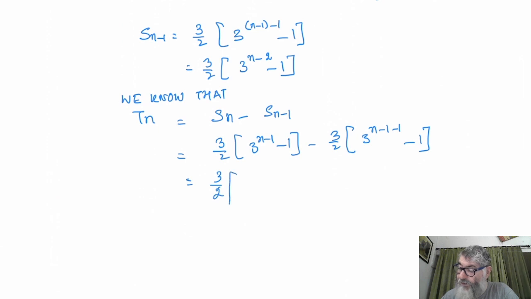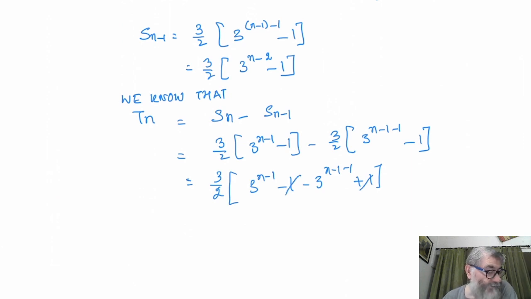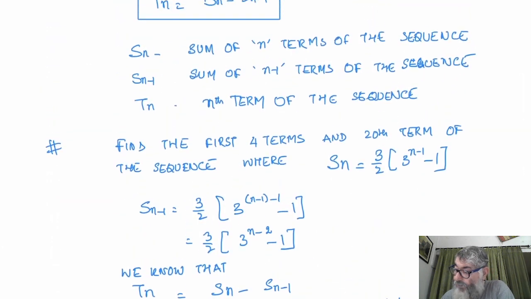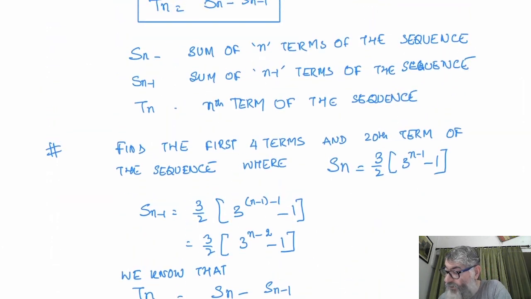What will be left? 3 to the power n minus 1 minus 1 minus 3 to the power n minus 1 minus 1 and plus 1. Minus 1 plus 1 will cancel. Sorry, what have I done? It is not 3n minus 1. It is 3 to the power n. Sorry. It is 3 to the power n.